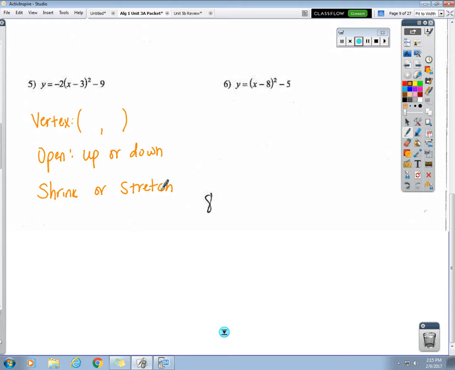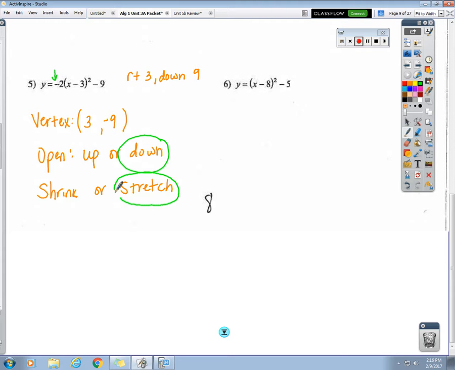So first let's try to do it just from the equation without graphing it. What does this x minus 3 inside do to the vertex? Right 3. And what does the minus 9 do to it? Down 9. So if you're sitting at the origin, 0, 0, and then all of a sudden that vertex moves right 3, down 9, what coordinate is that? 3, negative 9. Okay, is this parabola going to open up or down? Down, because the negative tells it to open down. Is it going to shrink or stretch?